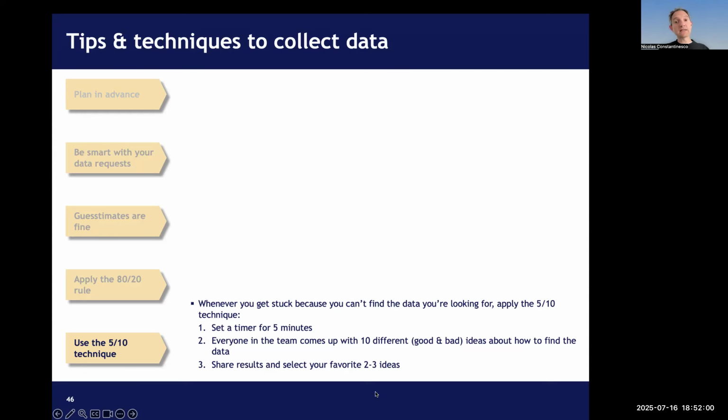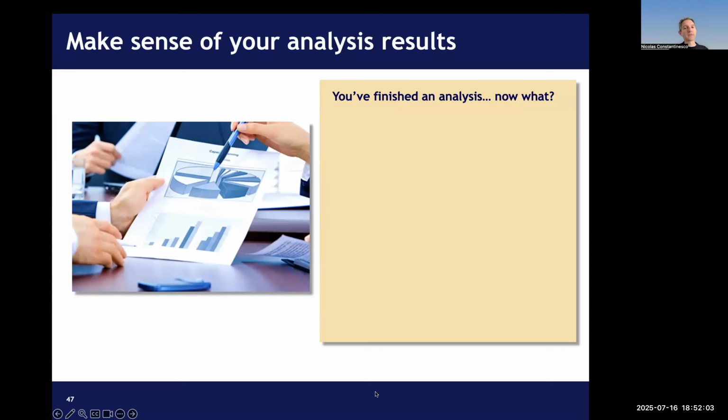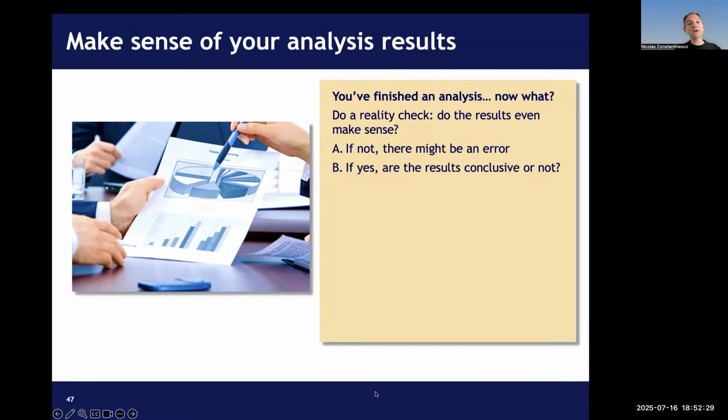You're going to conduct your analyses, and then of course, once you're done with your analyses, ask yourself, so what? First do a reality check. Do the results even make sense? Sometimes you might expect a result between 15 and 20 and you get 200. Then there was probably a mistake made somewhere. If it does make sense, then ask yourself, is it conclusive or not? Can you actually draw a conclusion from whatever you found?